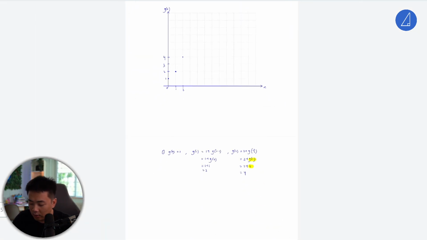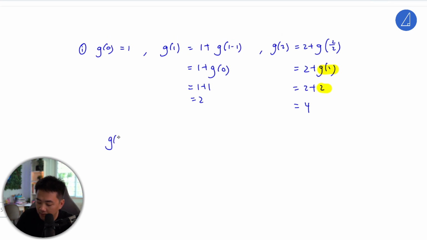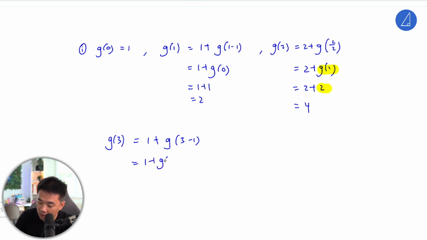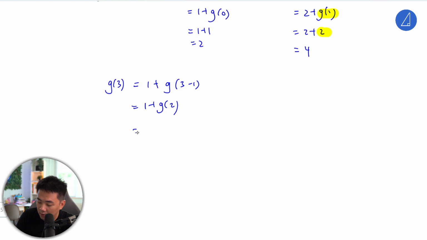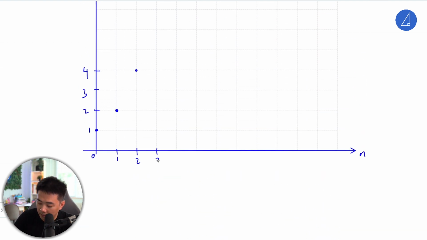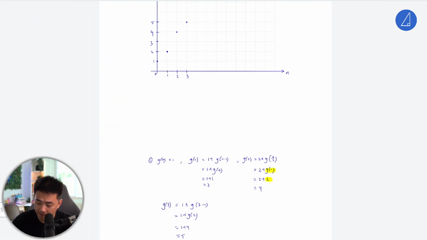Then you can just continue iterating. g3 is odd, so we use 1 plus g(3 minus 1), which is 1 plus g2. g2 happens to be 4, so it's 1 plus 4, which is 5. See? g3 is 5. So you just continue plotting them.